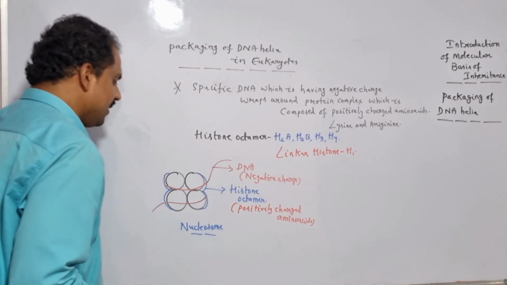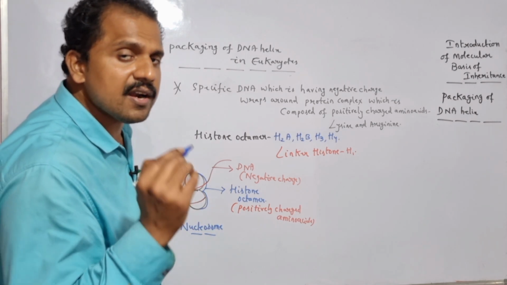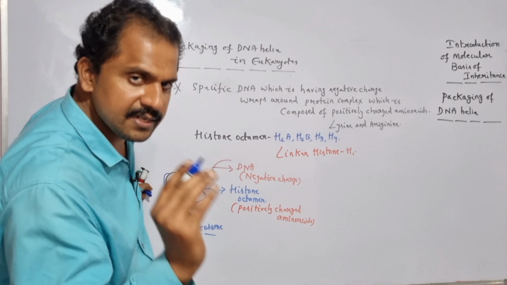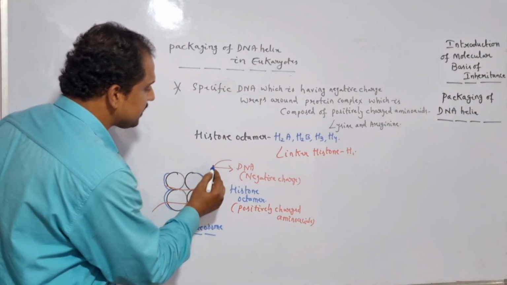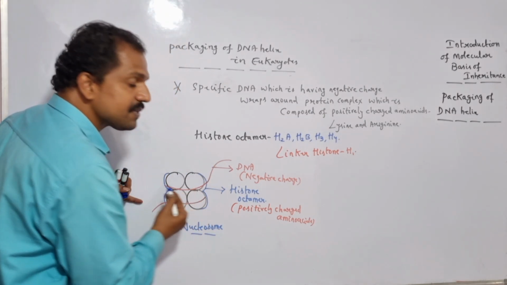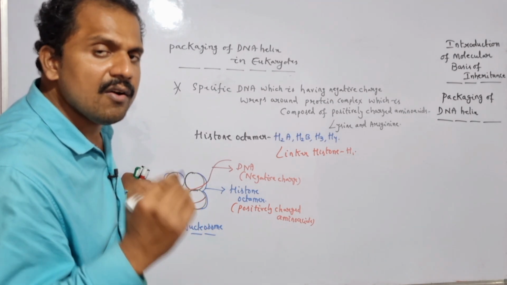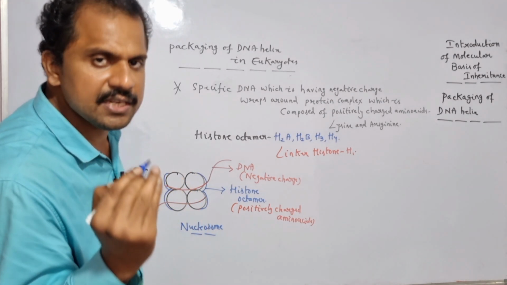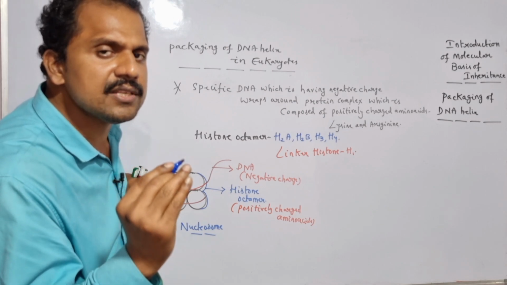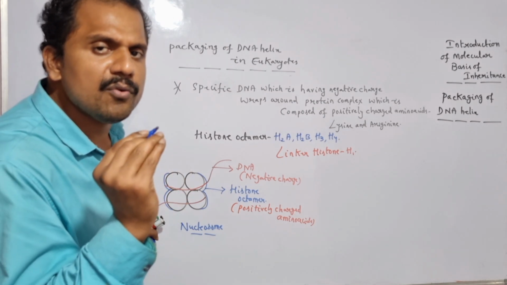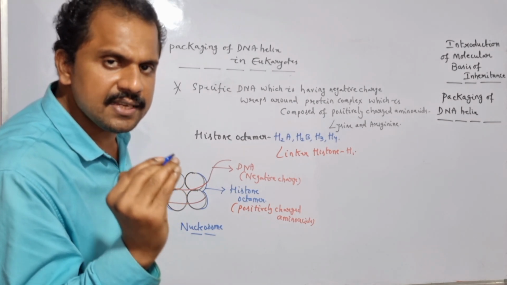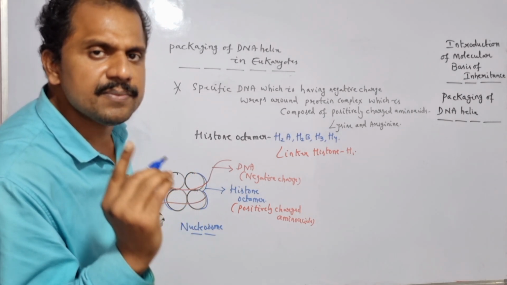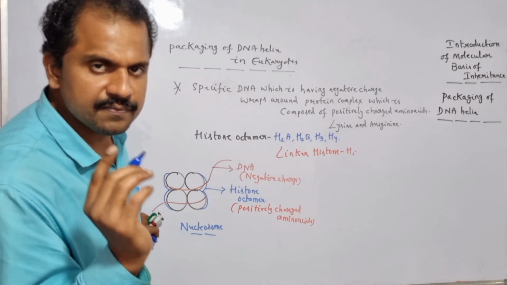Now here, you may get a small clarification. What length of the DNA sequence in general wraps around the histone octamer? In general, the specific DNA which is having the negative charge wraps around the histone octamer. But what length of the DNA in general wraps around on the surface of the histone octamer? So here the answer to this question is very simple. Around 200 base pairs of the DNA sequence in general wraps around the histone octamer in order to form a specialized structure known as nucleosome.